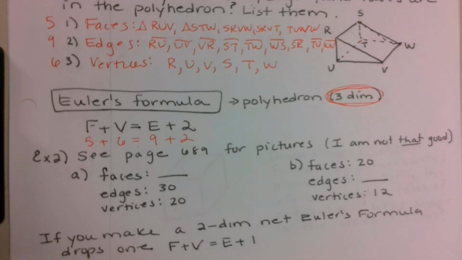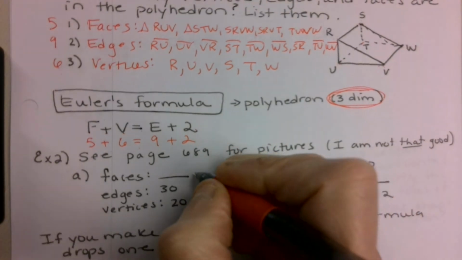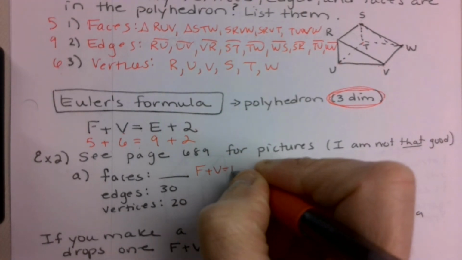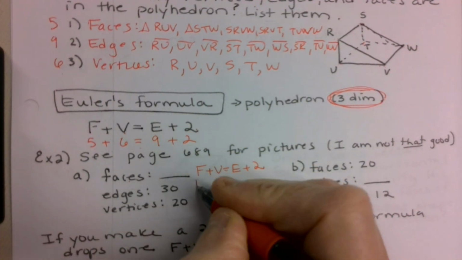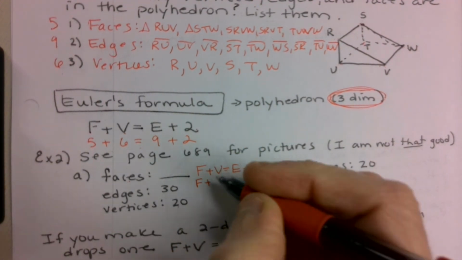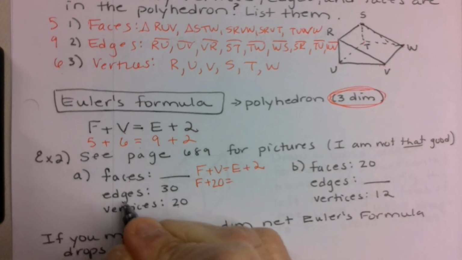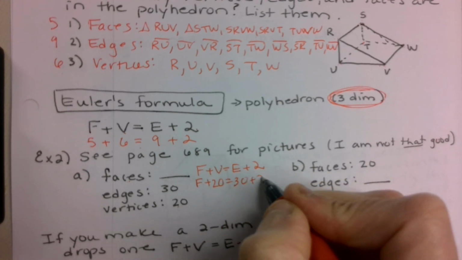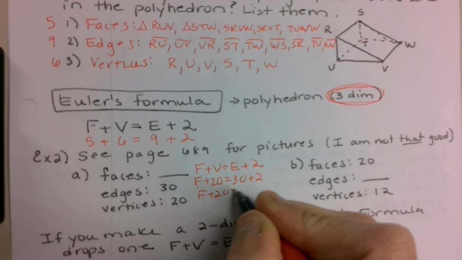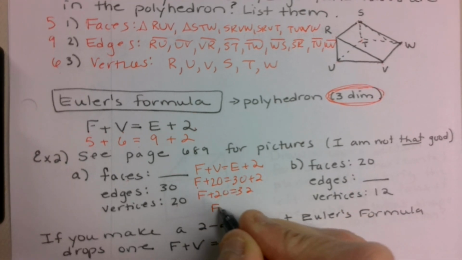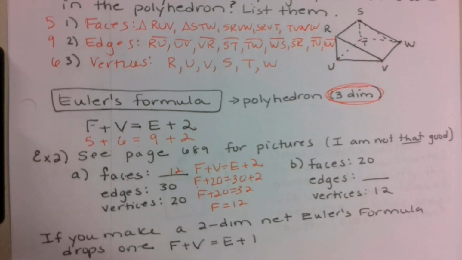So look on page 689, because when you see the figures, you'll see why I didn't want to draw them. Now we are going to use Euler's formula to figure out how many faces it has. So we're going to just write down F plus V equals E plus 2. And the F is what we're looking for. We were given the vertices of 20, the edges of 30, and we just need F. So that's pretty simple, right? F plus 20 equals 32. Subtract the 20 from both sides, and we get faces 12.